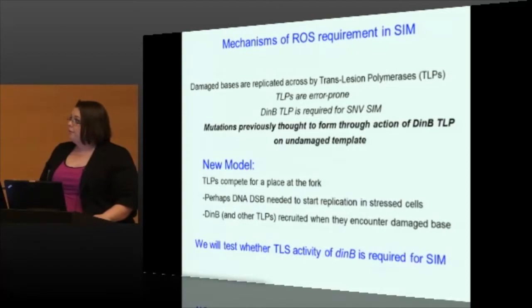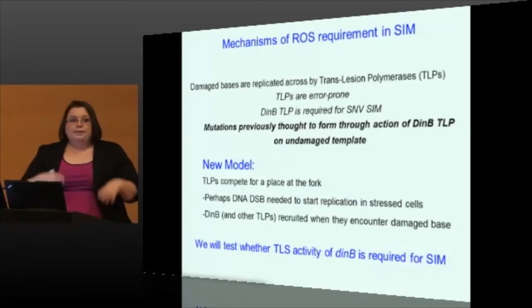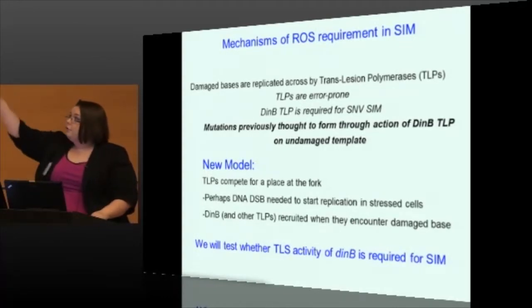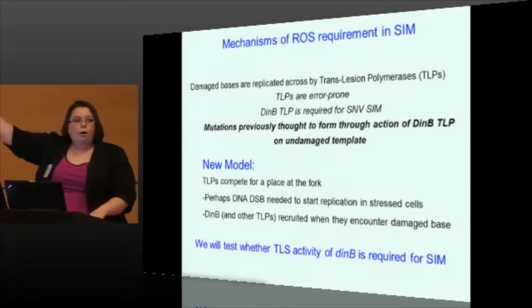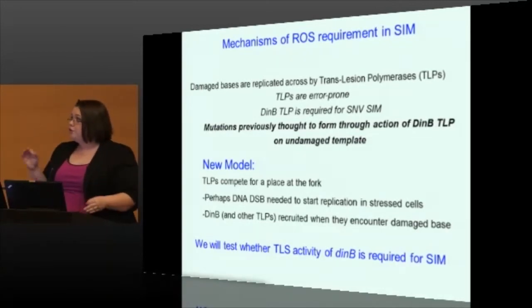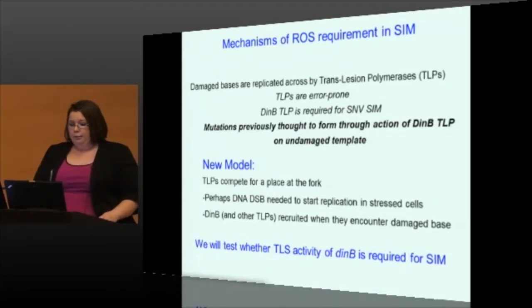But now what we're thinking is that maybe, since these are starving cells that don't have replication going, we need the DNA double-stranded break to start replication again, but that these translesion polymerases aren't called into action until they come to an oxidatively damaged base. So we're going to test that by seeing whether or not the translesion synthesis activity of DinB is required for mutation formation.